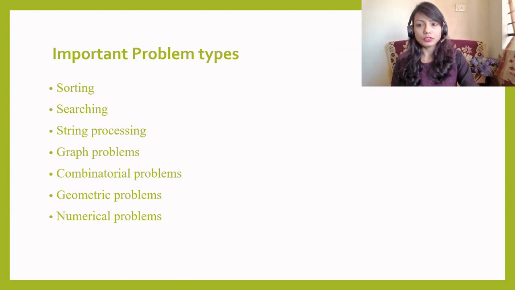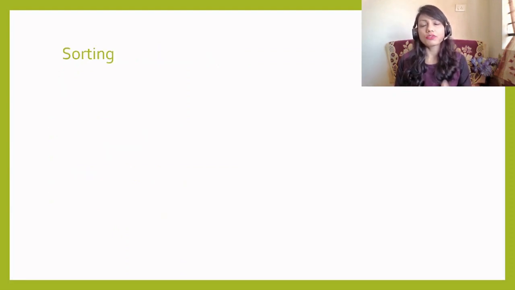So here are some of the important problem types. Now let's see each of these in detail. The first problem is sorting. So what is sorting? Why do you sort? Any idea why sorting is important?